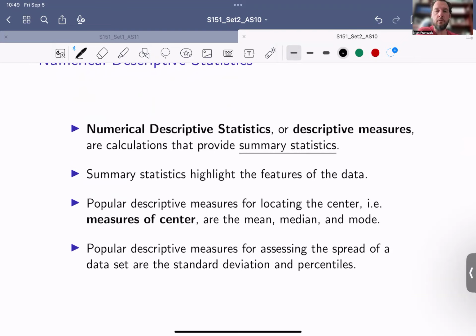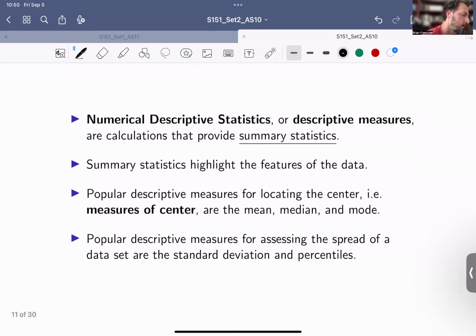The first set of descriptive statistics that we are going to talk about are the measures of center. So the measures of center are typically the mean, the median, and the mode. The mean and the median are only applicable in the case of quantitative data. The mode actually works for quantitative and qualitative data. So the mode is the only measure of center that would work for both variable types. Okay. After we discuss the measures of center, we will talk about measures of spread. And then again, in most cases, the measures of spread that we will discuss would only work for quantitative data.